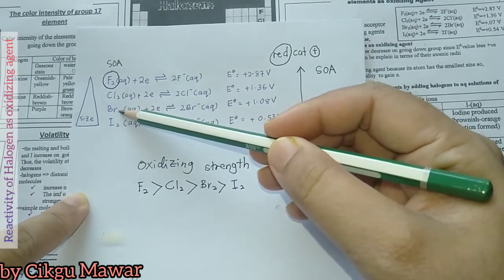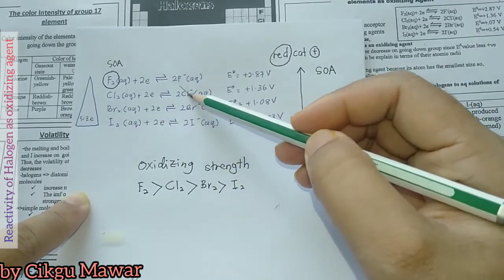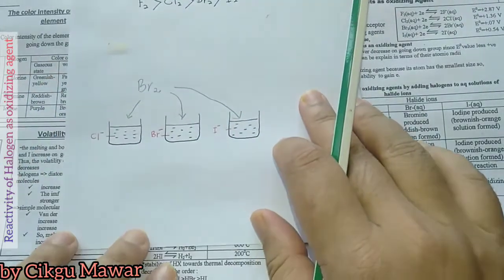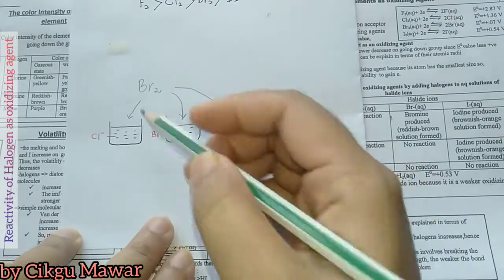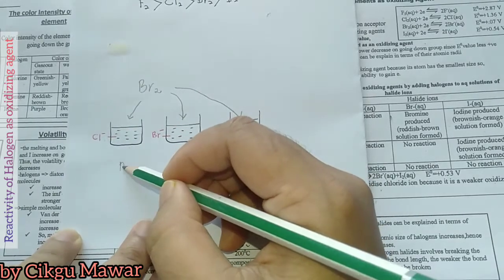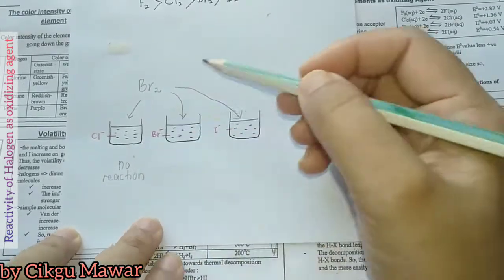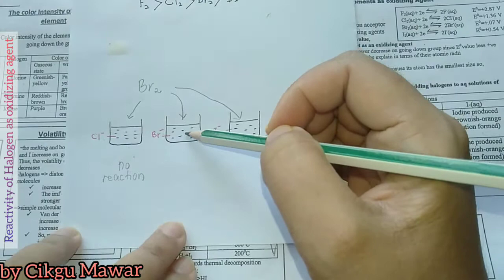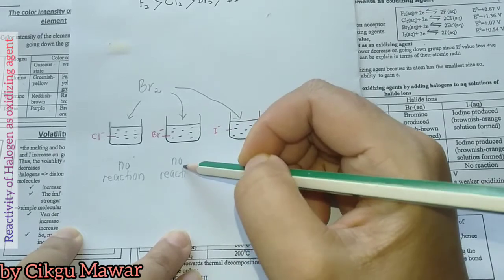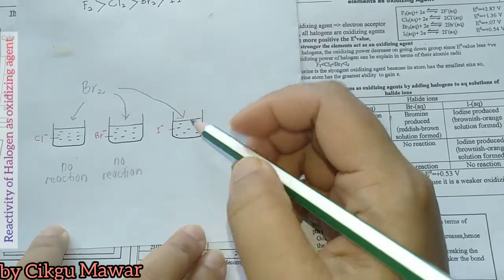chlorine. So bromine is unable to oxidize chloride to form chlorine. It cannot oxidize because it's a weaker oxidizing agent than chlorine. So when bromine reacts with the chloride ion, there is no reaction. The reaction cannot occur. The second one, bromine into the bromide ion, for sure no reaction occurs. Finally we use bromine into the iodide ion.